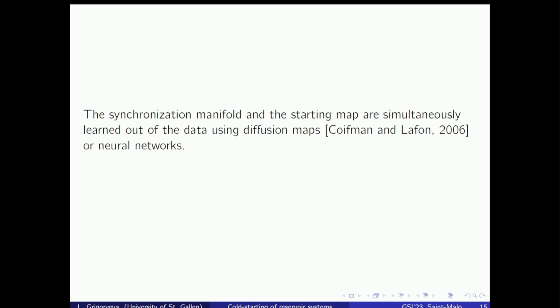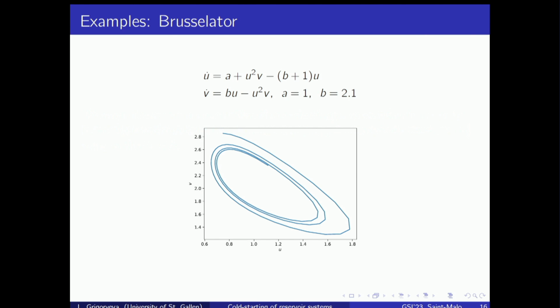So we are doing that using two techniques. One is inherited from this paper by Yanis, where they are doing the initialization of long short-term memory networks. And they did it successfully for LSTMs. And this is done with the help of the so-called diffusion maps. We show in the paper that it actually doesn't depend on the method with which you are learning this starting map that you are using to initialize your recursion. You can also use neural networks for that. Now let me show just a couple of examples.